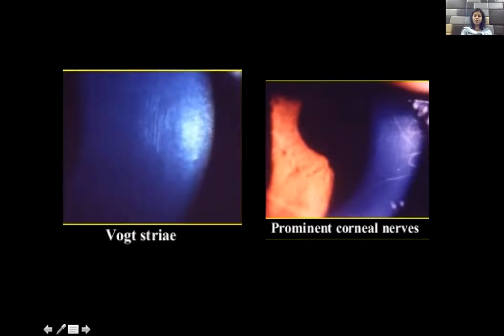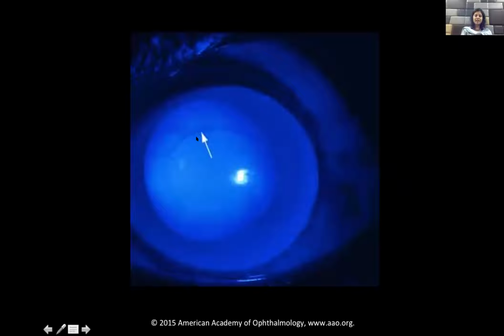There may be prominent corneal nerves which you could pick up. Now, the classical sign that we had spoken about was the Fleischer's ring, wherein on the cobalt blue light you can see this band over here. So this is basically iron deposition in the epithelial layer.